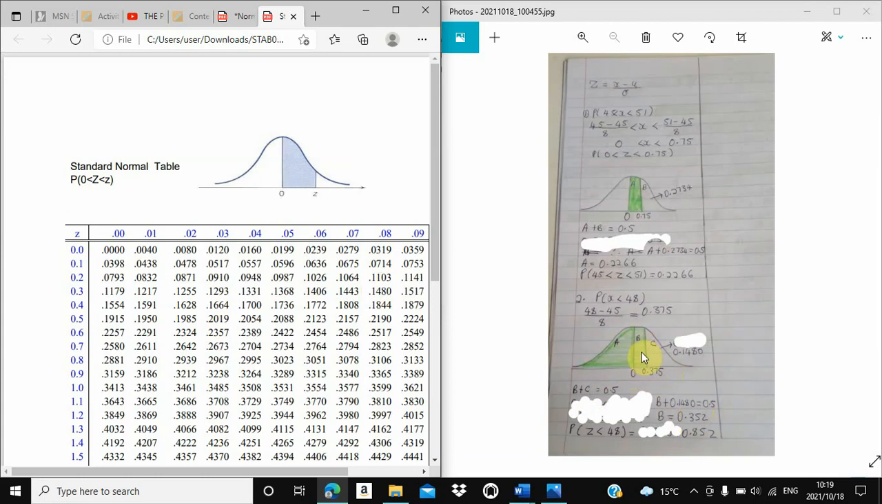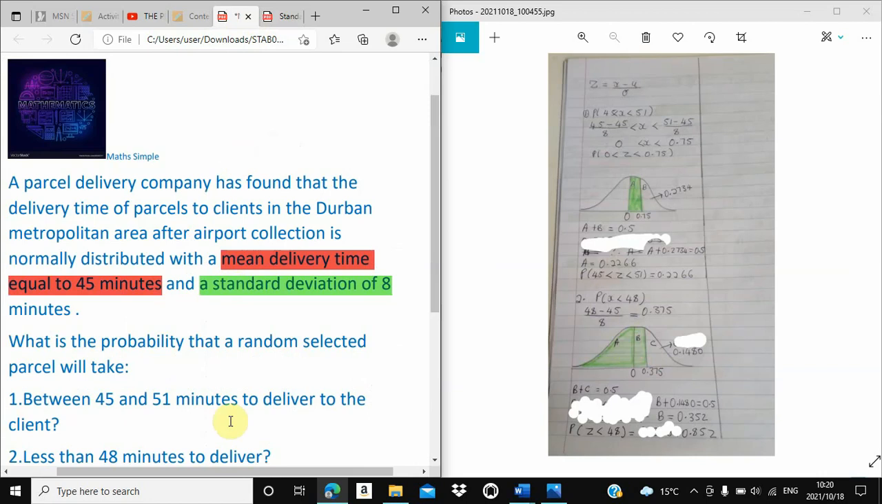Then that is not the final answer. We want the area that is less than 48. Then we are going to say the answer that we got, B plus A, is our final answer, which is less than 48. That's why we said 0.352 plus 0.5. Then we got 0.852. The probability that z is less than 48 minutes is 0.852.